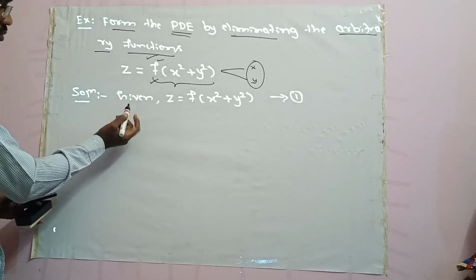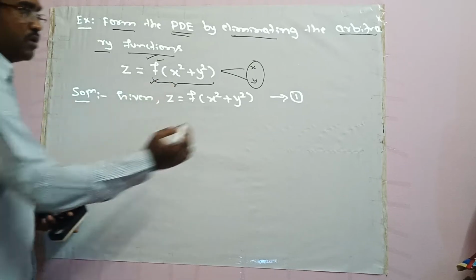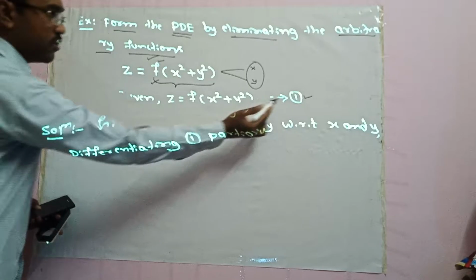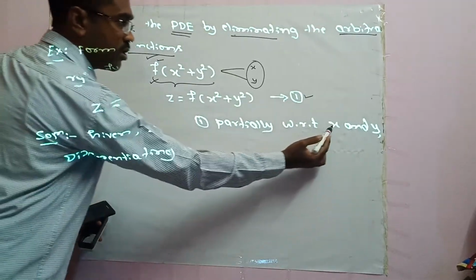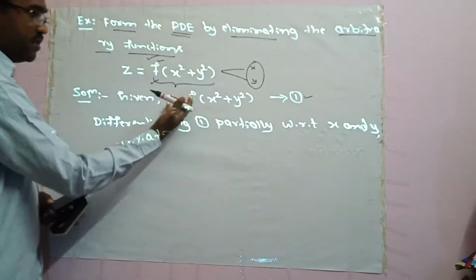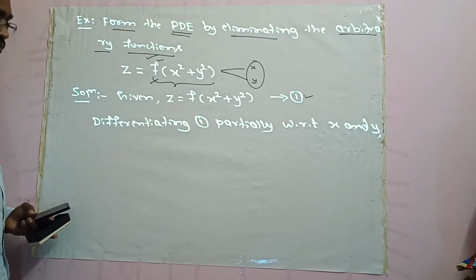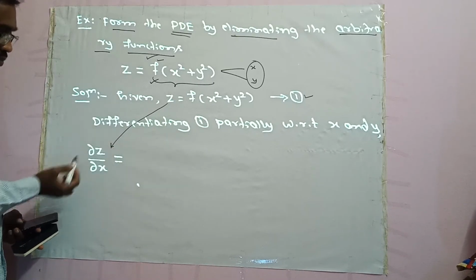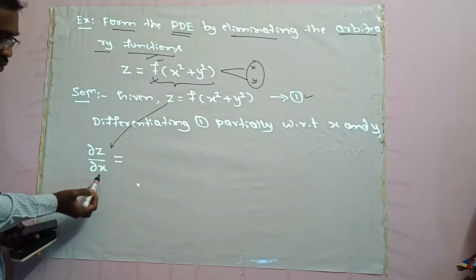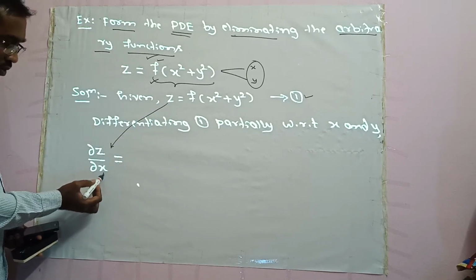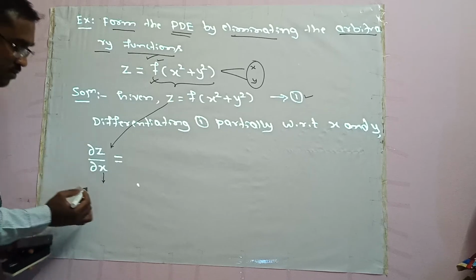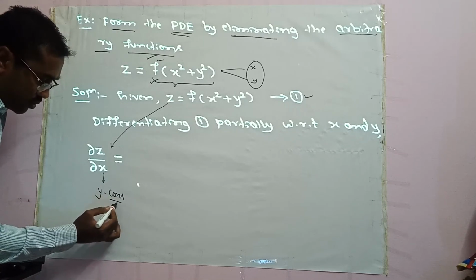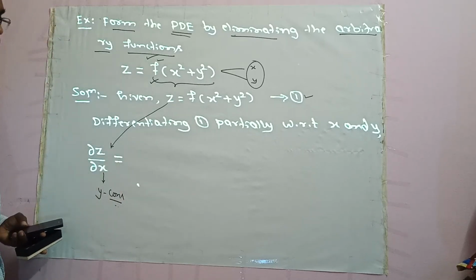Here, what is given? Given is this equation. Call this as equation number 1. Differentiating equation 1 partially with respect to x and y. Let us differentiate with respect to x first. If you differentiate with respect to x, what you get? Dou z by dou x. And when you are differentiating with respect to x, your y is taken as constant.